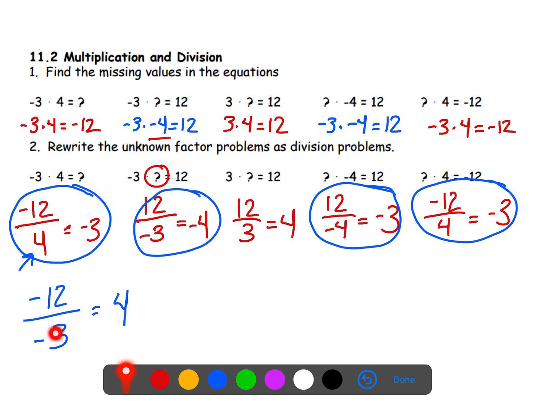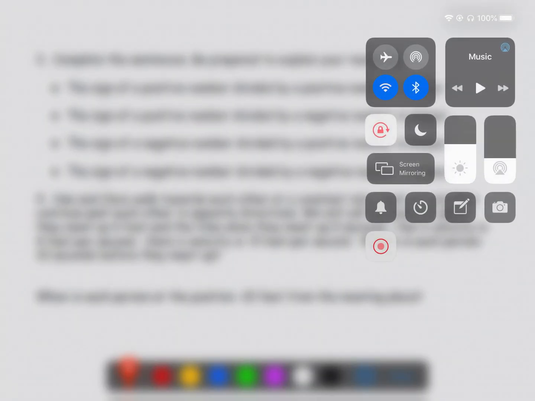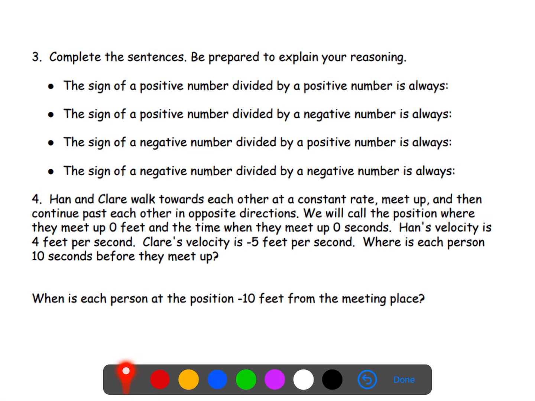When we divide two negative numbers, we get a positive quotient. Just like with multiplication, if we multiply two negative numbers, we get a positive product. So we're going to investigate that a little bit more. To clarify, let's look at the next set of questions. It's just got a few statements for us to look at that sums up what we just talked about.